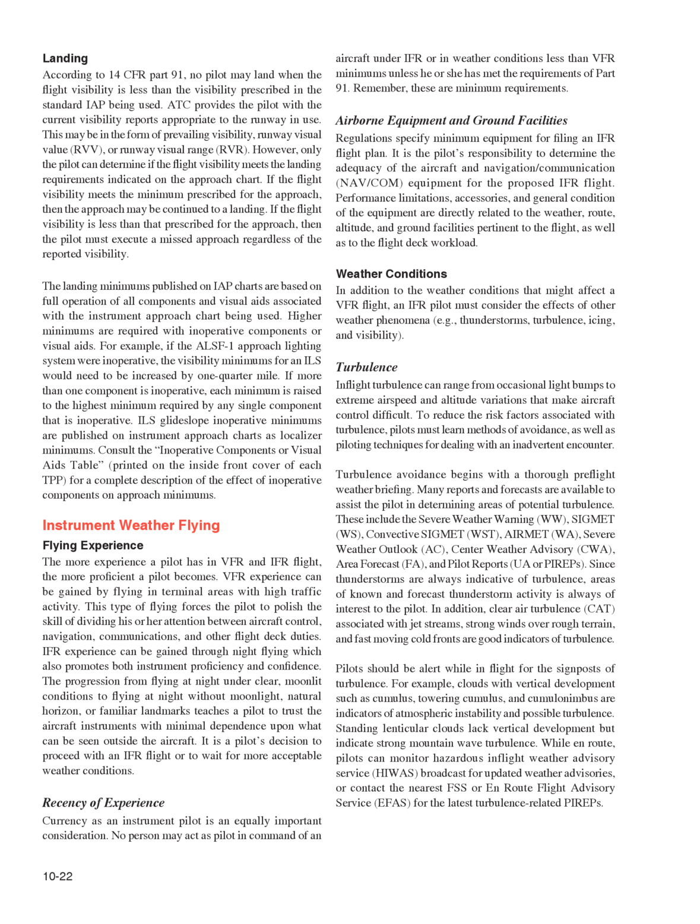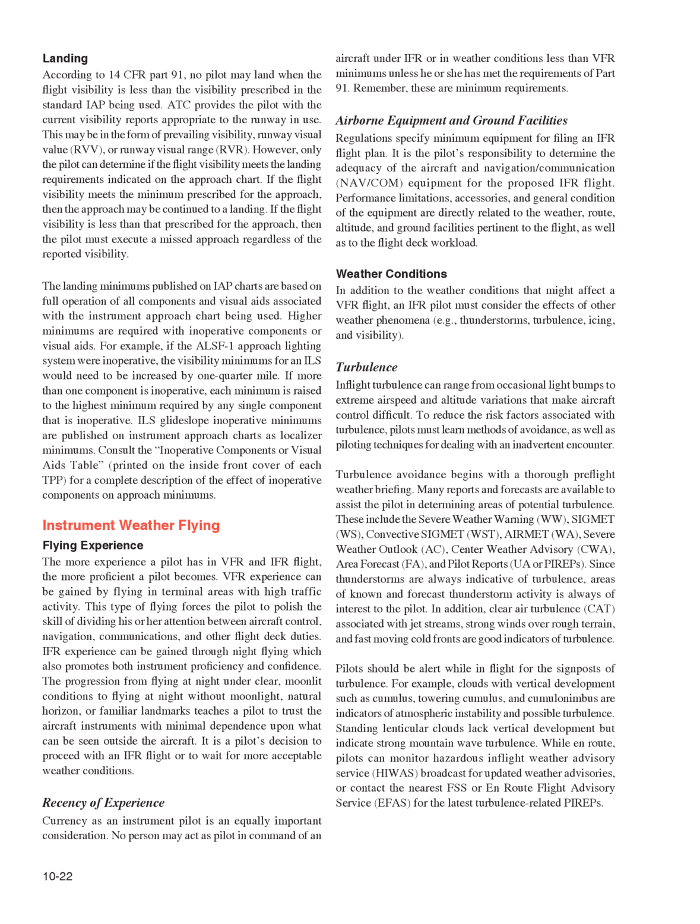Turbulence avoidance begins with a thorough preflight weather briefing. Many reports and forecasts are available to assist the pilot in determining areas of potential turbulence. These include the Severe Weather Warning (WW), SIGMET (WS), Convective SIGMET (WST), AIRMET (WA), Severe Weather Outlook (AC), Center Weather Advisory (CWA), Area Forecast (FA), and pilot reports (UA or PIREPs).